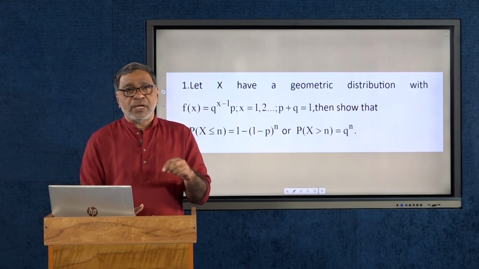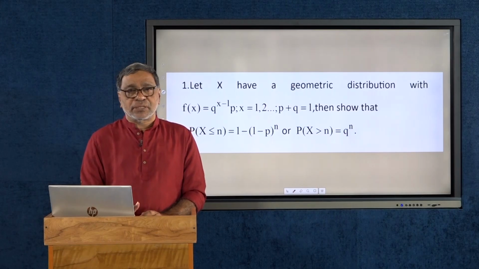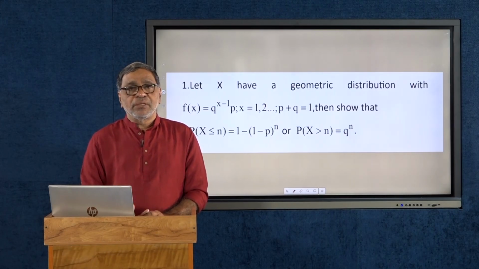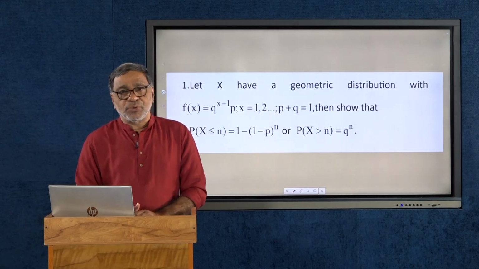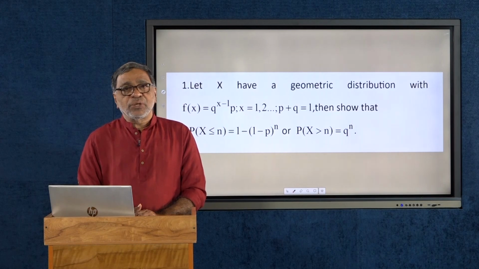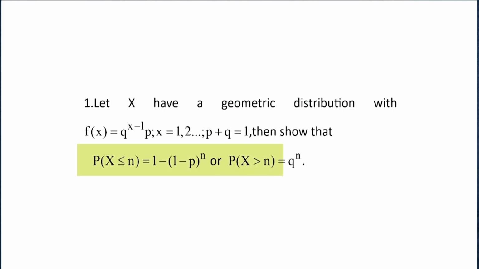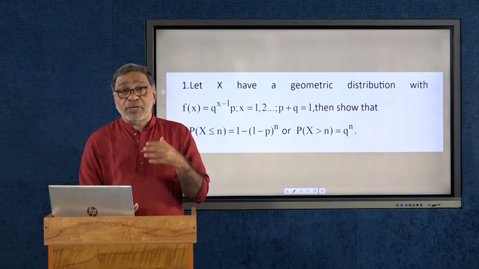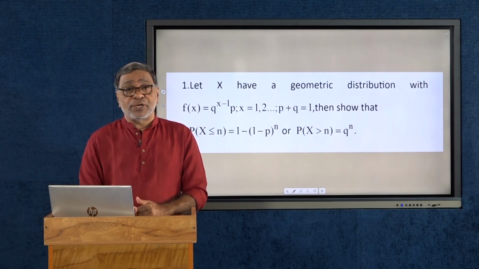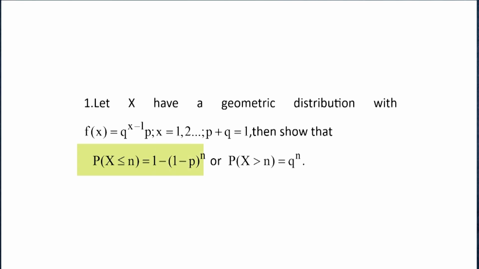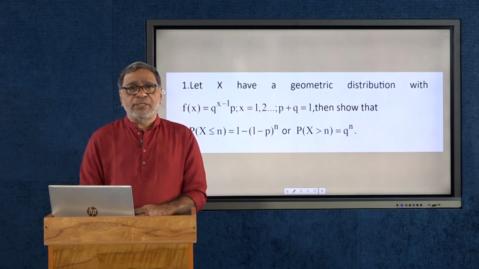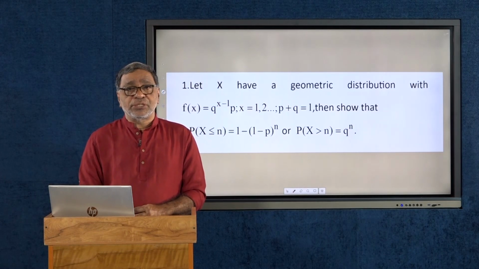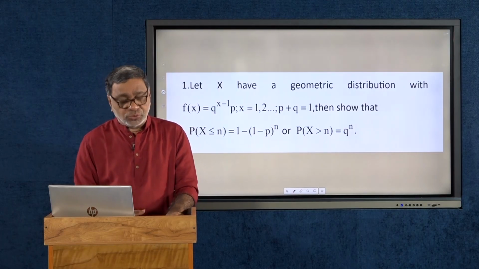So, when we define x as the number of trials required for getting a success, when we are performing Bernoulli trials with a probability of success p, this is the probability mass function. If it is, you have to find probability of x less than or equal to n, or you have to find actually the distribution function, cumulative distribution function, and probability of x greater than n. These are the two functions we are finding based on the geometric distribution random variable. How do you find these two values?